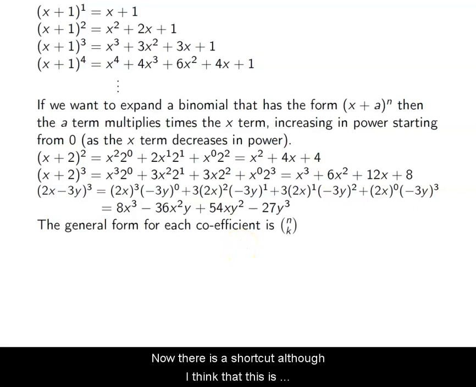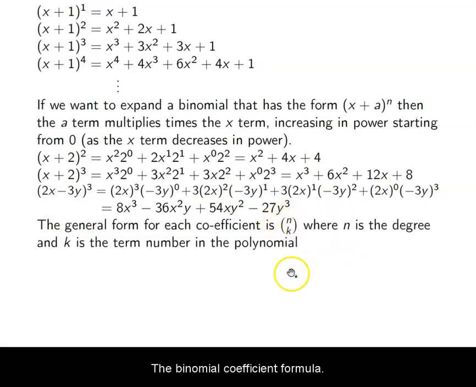Okay. Now there is a shortcut, although I think that this is pretty short. To be honest, the shortcut is not really shorter. In fact, I think it takes a lot longer, but it is formulaic. It allows you to just plug everything into a formula, and it is very useful when you get into things like combinations and permutations and things like that, which is the binomial coefficient formula.